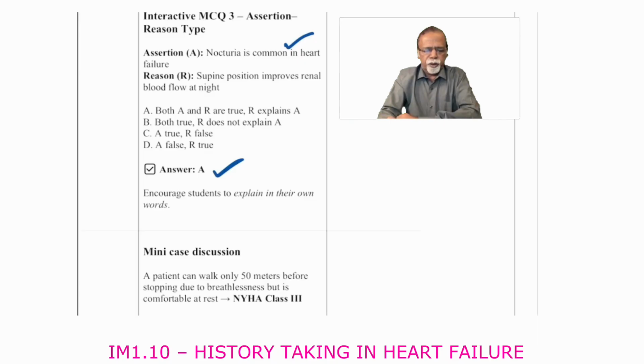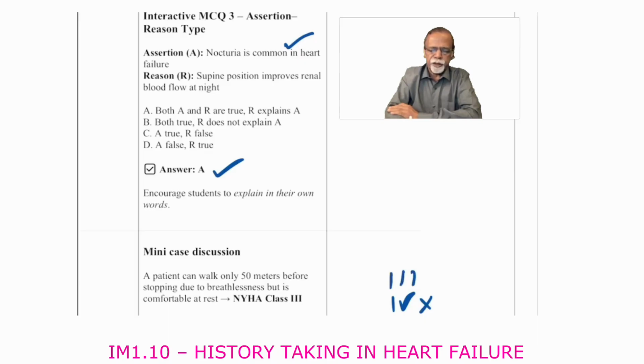Then, you may just think about this case. A patient can walk only 50 meters before stopping due to breathlessness, but is comfortable at rest. What is the functional class? A patient is not symptomatic at rest, so it is not class 4. It is less than ordinary activities, only 50 meters, so this is class 3 symptoms.